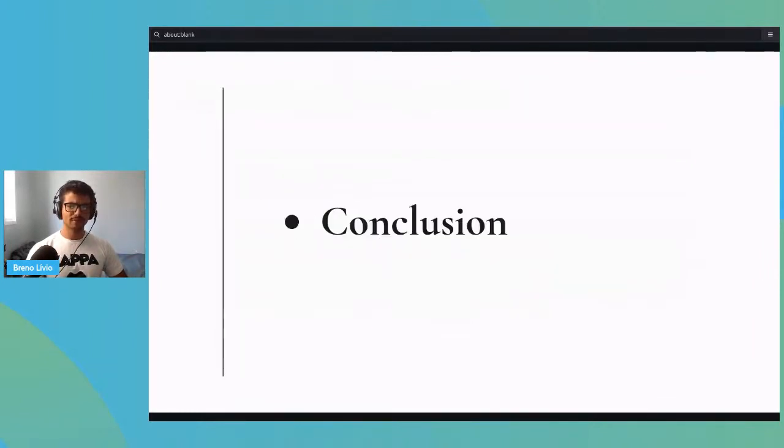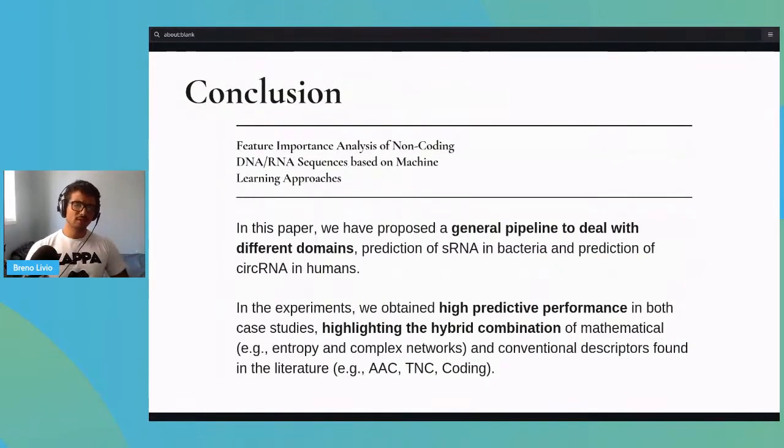Finally, with the results obtained, we have the following conclusions. In this paper, we have proposed a general pipeline to deal with different domains: the prediction of sRNA in bacteria and the prediction of circRNA in humans. For that reason, we have proposed different machine learning approaches with efficient hyperparameter optimization and also feature extraction techniques based on the MathFeature package.